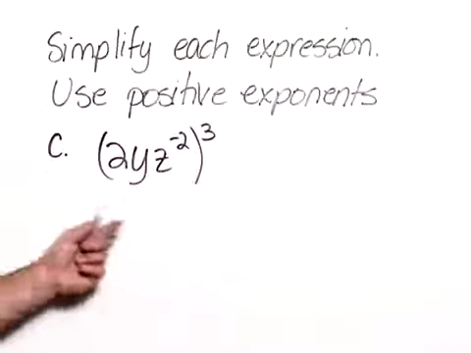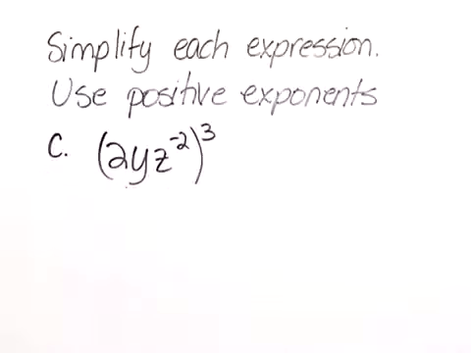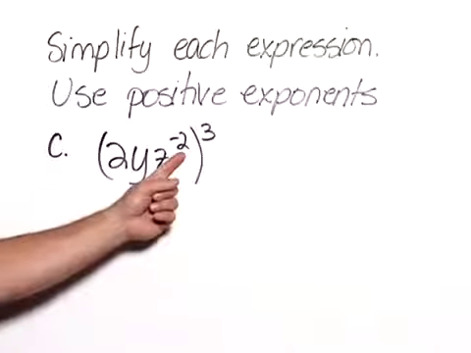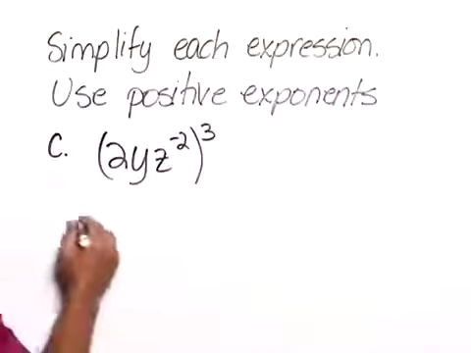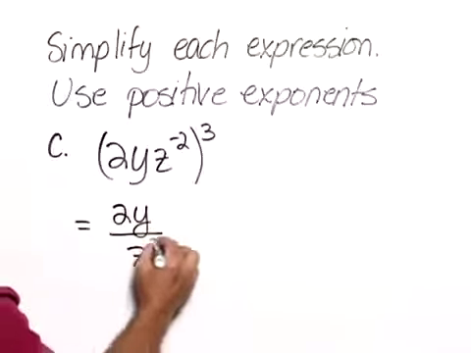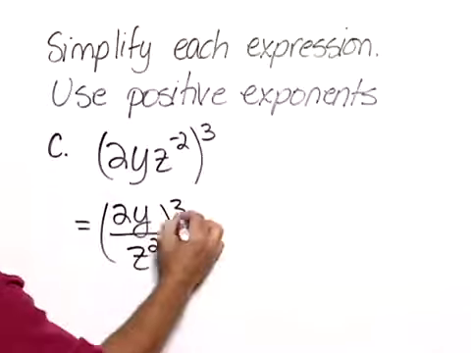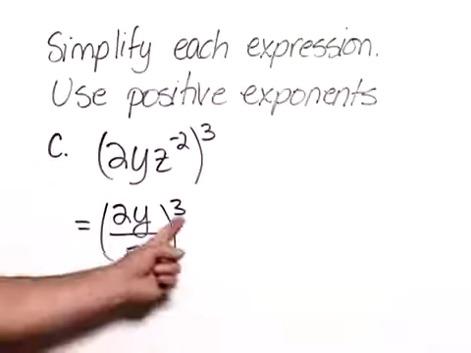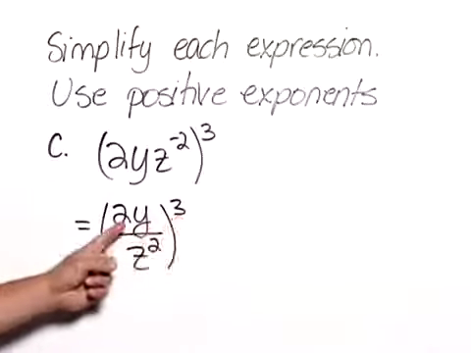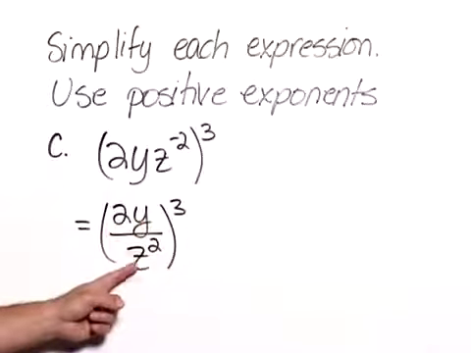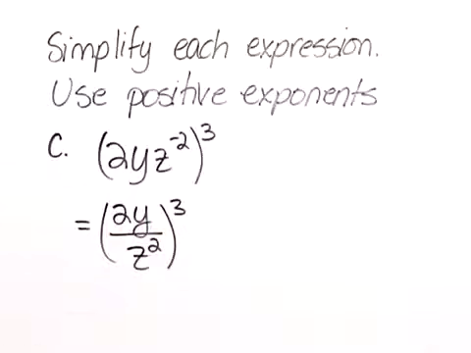For part C, we have the quantity 2y z to the negative 2 in parentheses all cubed. Inside the parentheses, we can simplify the z to the negative 2, and this becomes 2y over z to the positive 2. And we have that entire quantity cubed. Now we apply the fact that the cube needs to apply to both the 2 and the y in the numerator, and it applies to the z in the denominator.